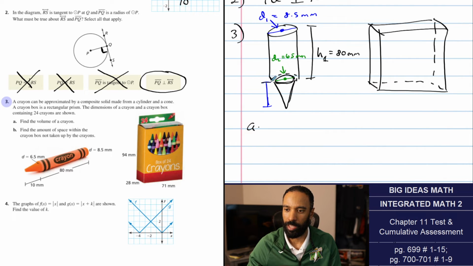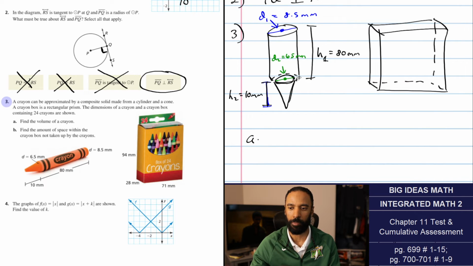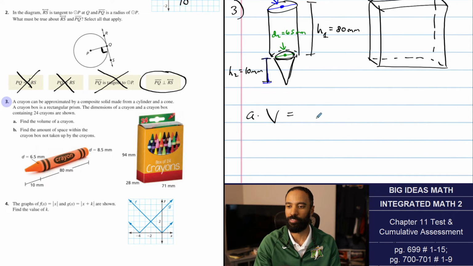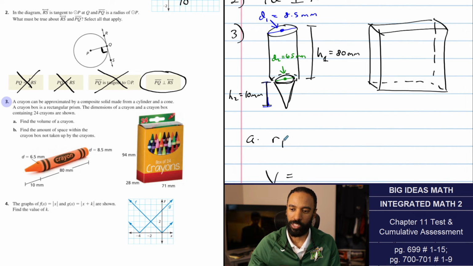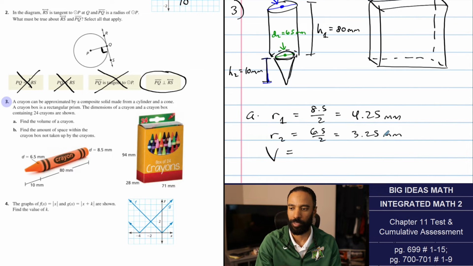And the height of this one here, object 2, is 10 millimeters. Okay, so for part A, the volume of the total, we're going to add these two. Oh, we have to divide. Sorry, I need to write some things out still. The radius of object 1 is dividing this by 2, which is 4.25 millimeters. The radius of object 2 is 6.5 over 2, which is 3.25 millimeters. They look closer to each other than I thought.